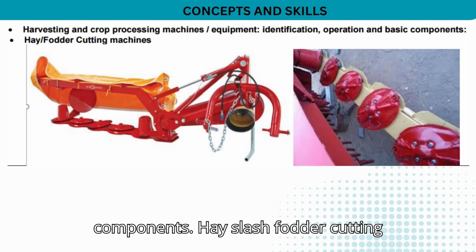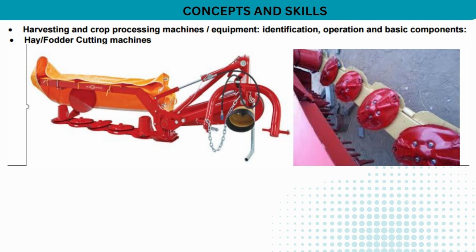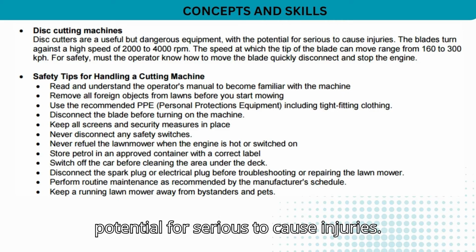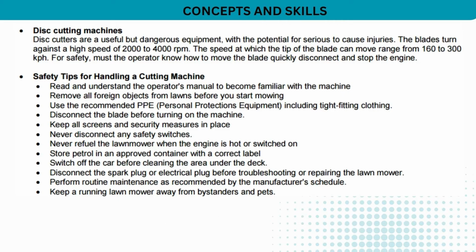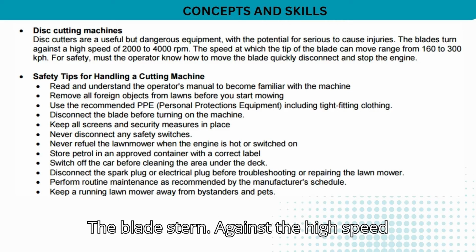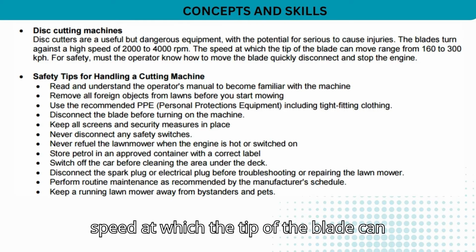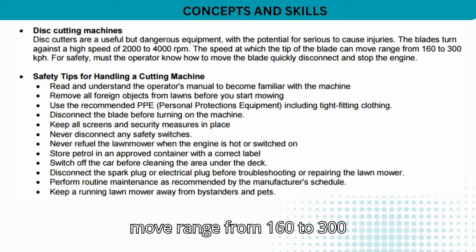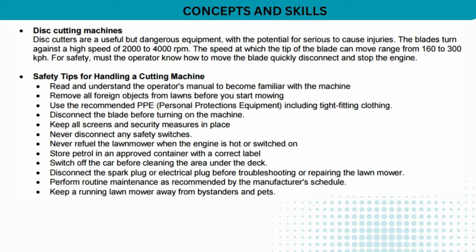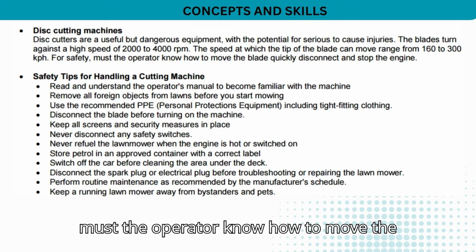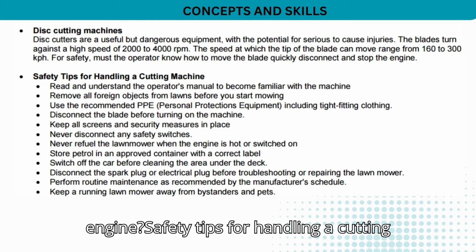Hay / fodder cutting machines. Disc cutters are useful but dangerous equipment, with the potential to cause serious injuries. The blades turn at a high speed of 2000 to 4000 rpm. The speed at which the tip of the blade can move ranges from 160 to 300 km per hour. For safety, the operator must know how to disconnect the blade quickly and stop the engine.